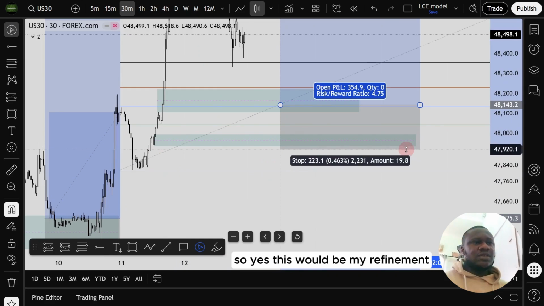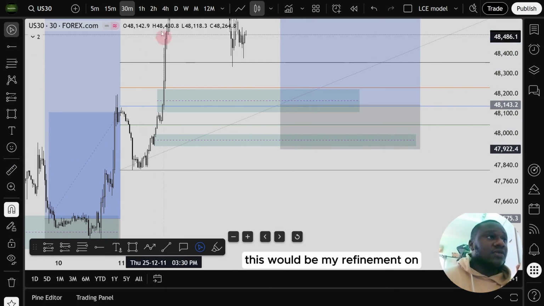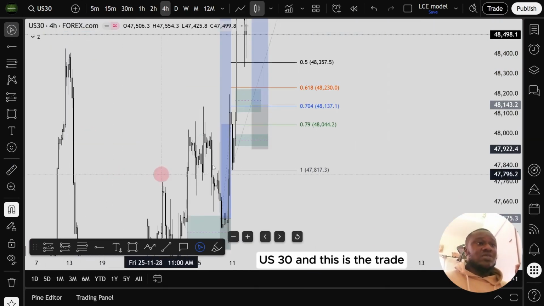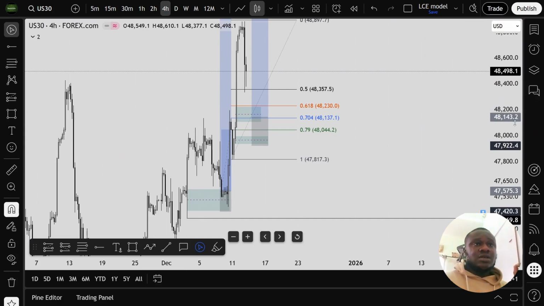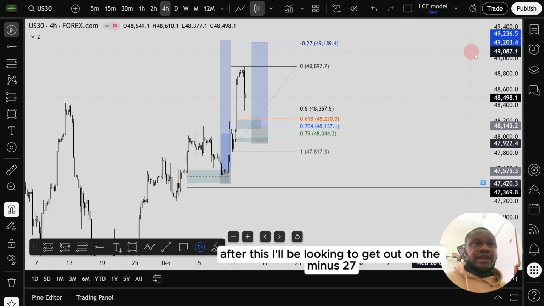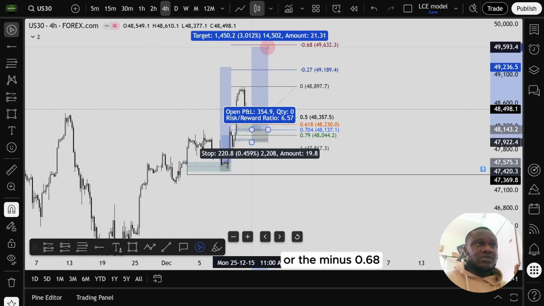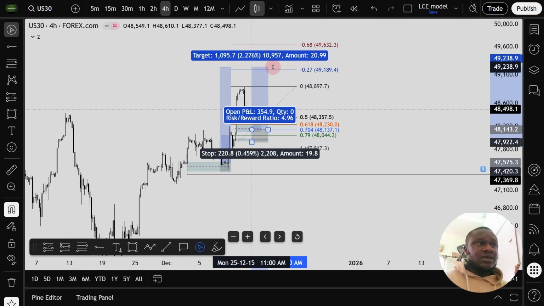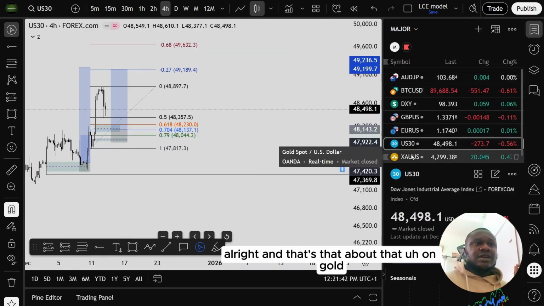So yes, this would be my refinement. This would be my refinement on USDT, and this is the trade. After this, I'll be looking to get out on the minus 27 or the minus 0.68. Alright, and that's that about that.